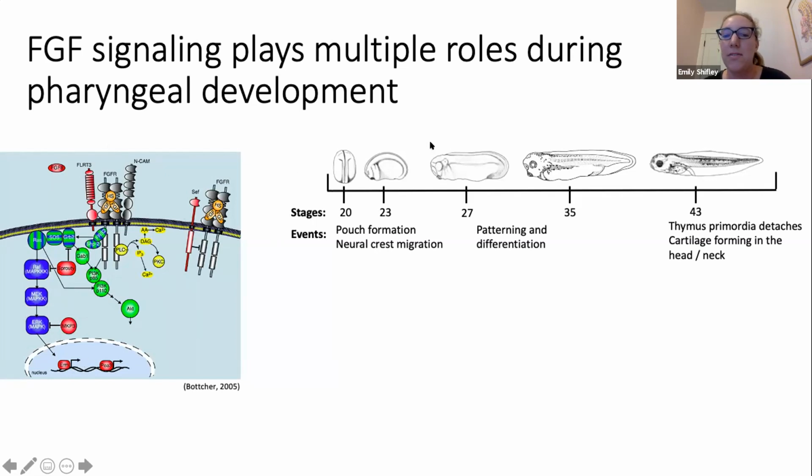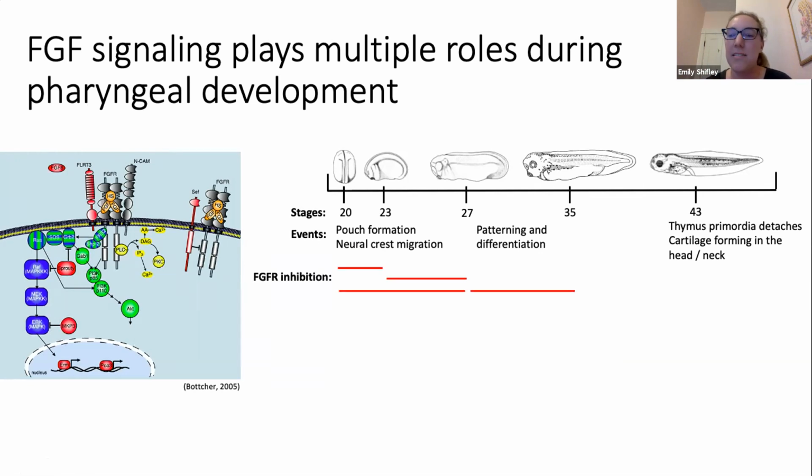And then these are just cartoons of different stages of Xenopus embryos as they develop, and some of these different events in the pharynx. So at first, it has to actually form that architecture of the pouches and the arches from the endoderm and the mesoderm. And then the neural crest cells have to migrate in. And then there's a period where it's patterned and differentiated before the actual organ primordia bud out or get formed. So that's at those later stages. So our first experiment, we just wanted to see, is FGF signaling important in Xenopus like it is in other species?